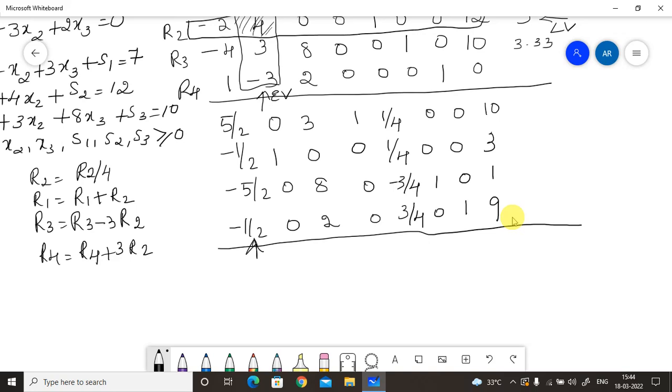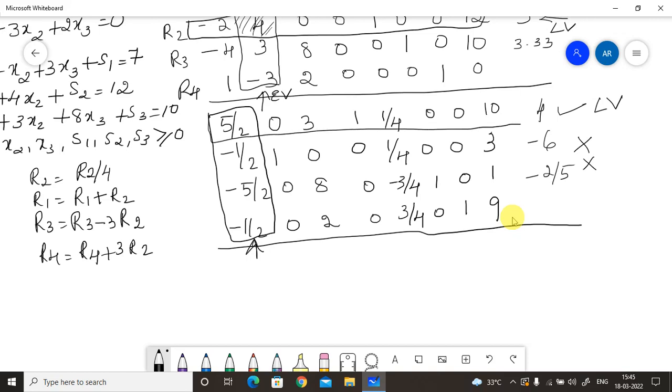So we have to select this entire column. Now let us divide 10 by 5 by 2. How much do we get? That is 20 by 5, we will get 4, and 3 by minus half you will get minus 6, and 1 by minus 5 by 2 you will get minus 2 by 5. Negative values we cannot consider as the leaving vector, so we'll consider only 4 as the leaving vector. So we have to consider the first row.